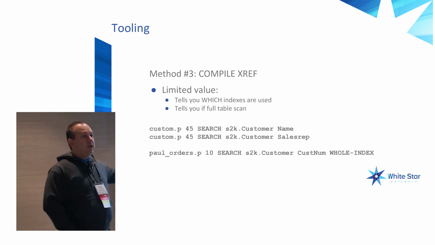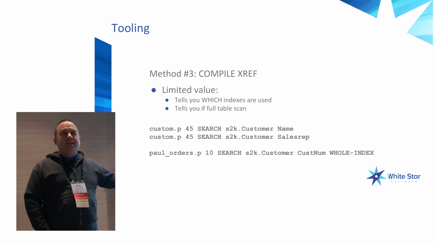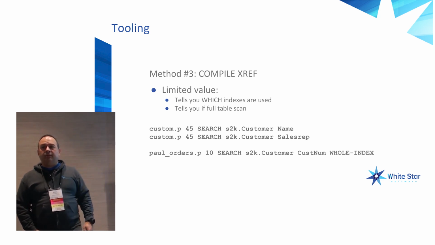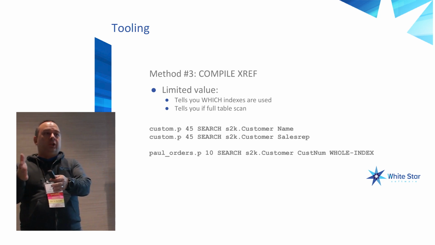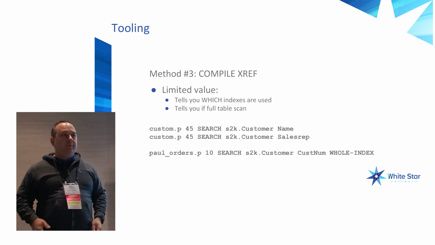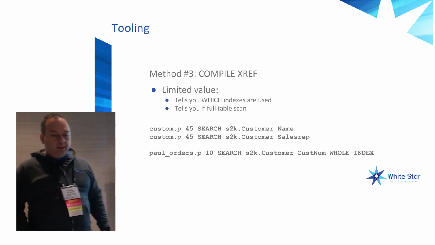If I did for each customer where name is greater than blank, that's a table scan and it won't show here as a whole index, for example, because I'm actually using the name index and I'm doing a range match on the name index. It just so happens that I'm reading the entire index nonetheless.